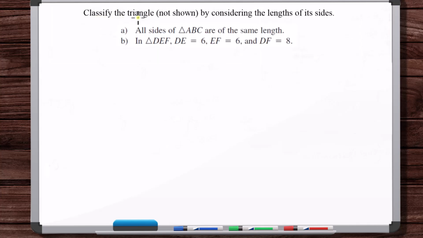Okay, classify the triangle, which is not shown, by considering the lengths of its sides. So, what if all sides of triangle ABC are of the same length? If you have a triangle where all of its sides are the same length, that falls under the category of equilateral. That's an equilateral triangle. Okay, what if we have triangle DEF, and the length of side DE is 6, side EF is 6, and side DF is 8. Well, that means two of the sides of this triangle are the same length. That is an isosceles triangle.